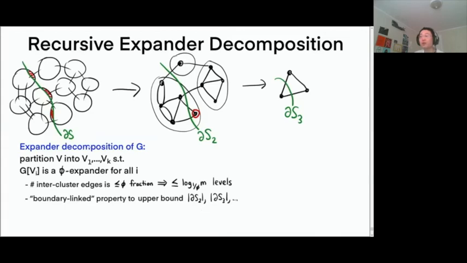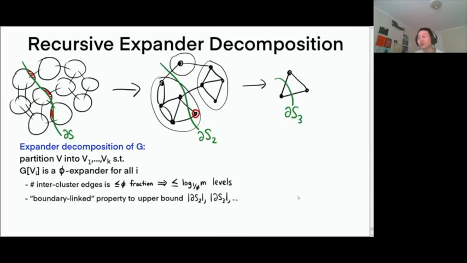This will upper bound how the cut grows over time as we shift the cut to align with expanders. So this is a technical property that we're going to skip in this talk. And by the way, this boundary linkness property was introduced in this recent paper by Goranci, Rake, Saranurak, and Tan in SODA 21.